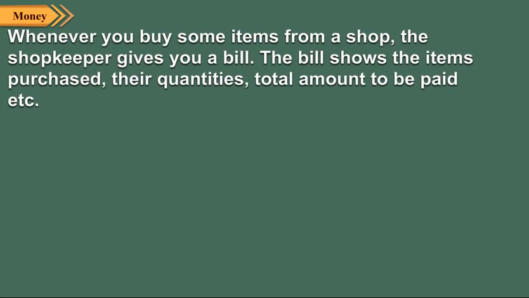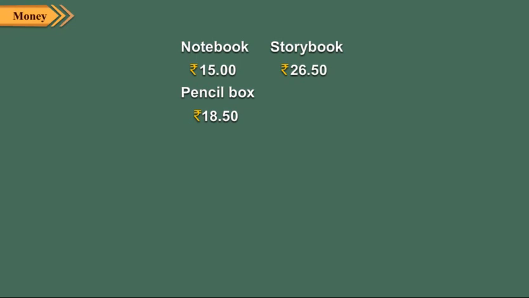Children, whenever you buy some items from a shop, the shopkeeper gives you a bill. The bill shows the items purchased, their quantities, total amount to be paid, etc. Let us see here how to make a bill. Let us make a bill for the following purchases: 2 notebooks, 1 storybook, 1 pencil box, 1 chocolate.